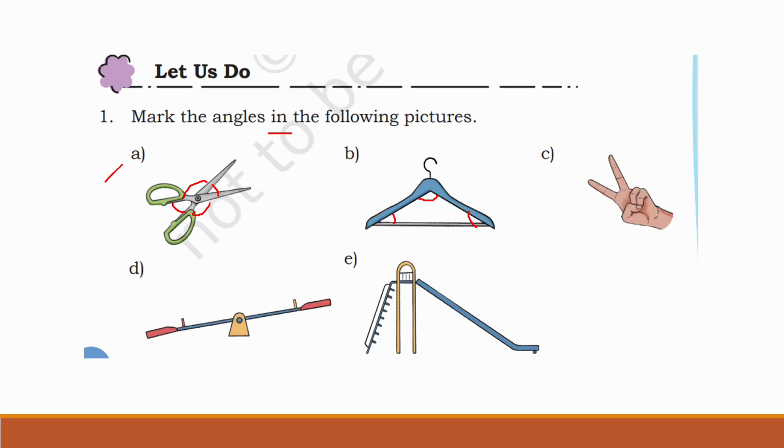Then in picture C, here there is one angle. See, there is one angle here. Then in picture D, see, one angle is here, another angle is here. This is also an angle. This is a straight angle. Okay. Then in the last figure, see, here there is one angle. Then another angle here. Then here there is one angle. Children, you can mark all other angles.